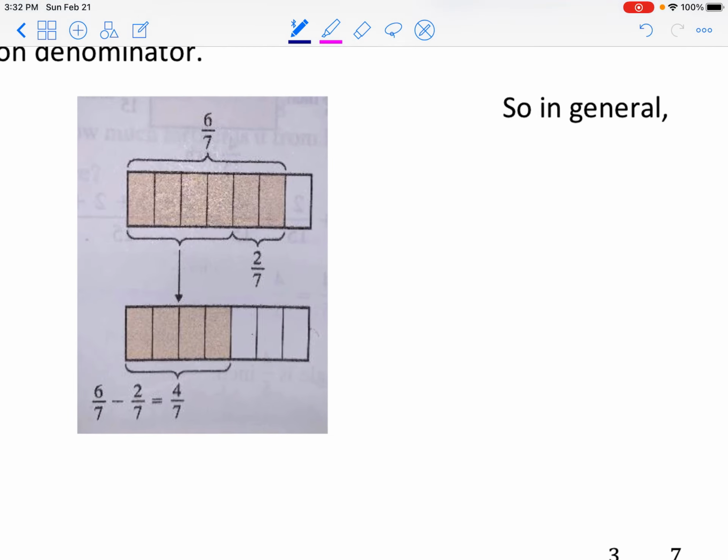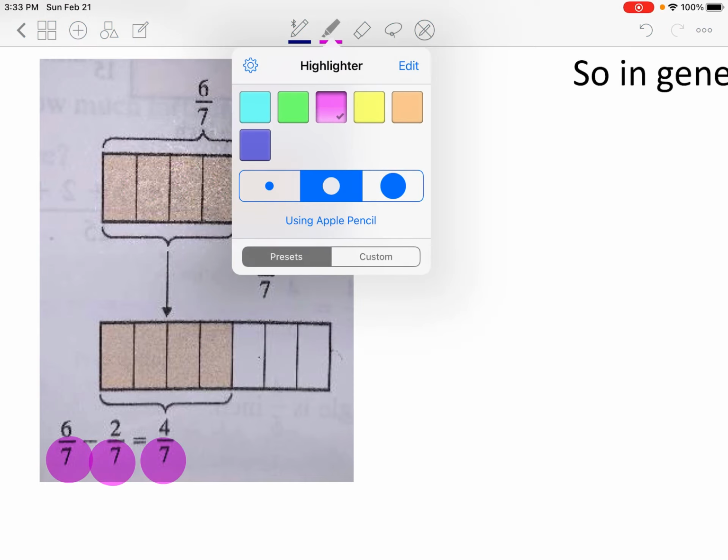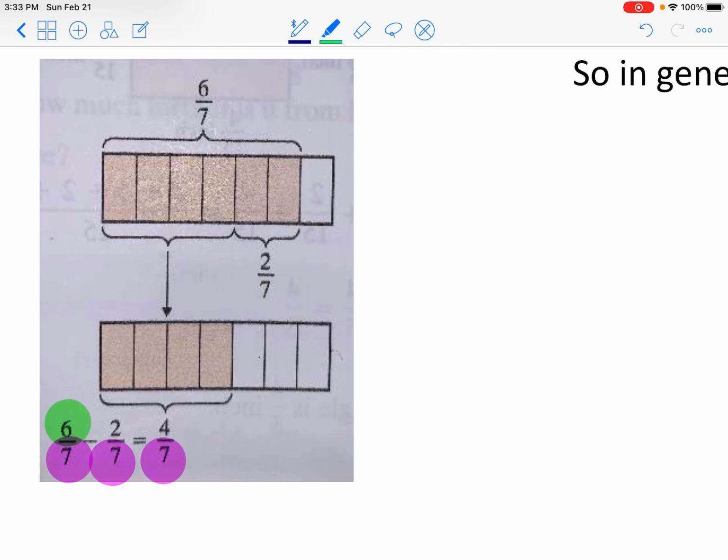So for instance, if I have 6/7 and I want to subtract 2/7, what would I have left? Well, here's your 1, 2, 3, 4, 5, 6 of those sevenths. If I have 6/7, if I wanted to take 2 of those away, what we have left is 1, 2, 3, 4 of those sevenths left. Okay? So again, we're going to keep that common denominator, the 7's not changing, and we're going to subtract our numerator. So 6 minus the 2 gets us the 4. And there we have it.